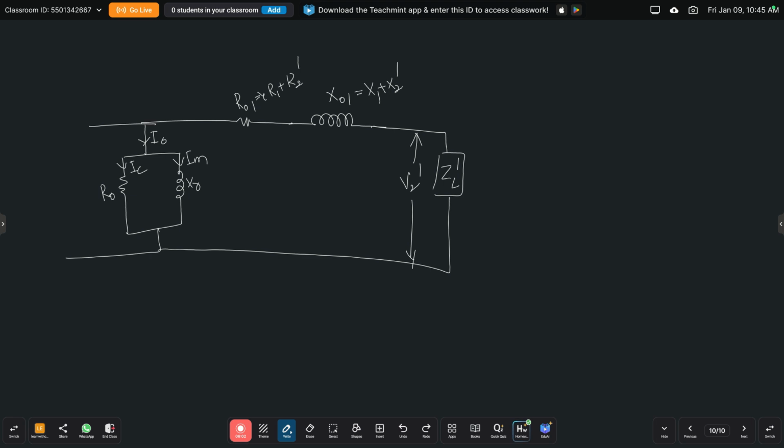So this is the approximate equivalent circuit referred to the primary side. Approximate equivalent circuit referred to primary.